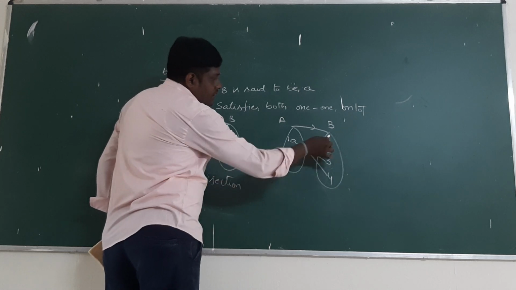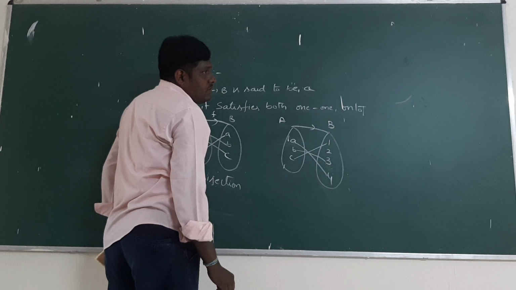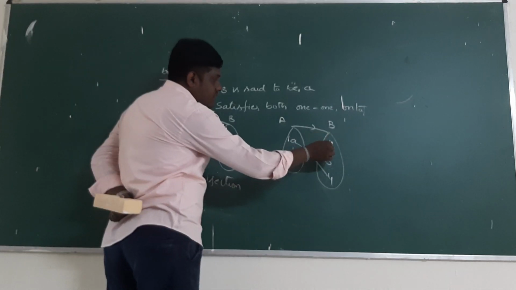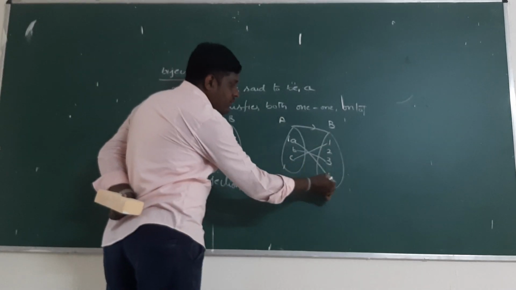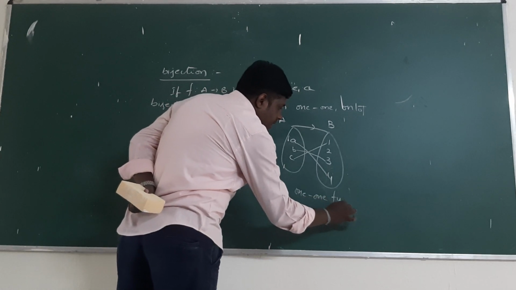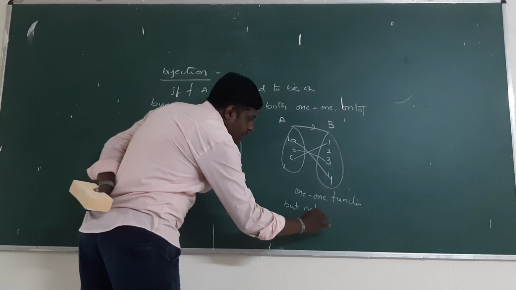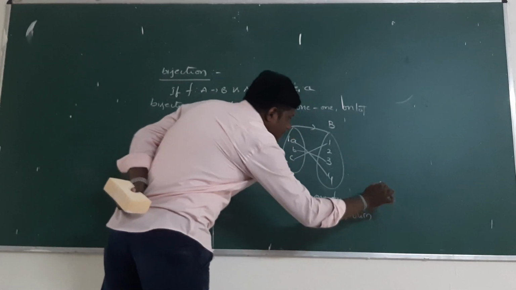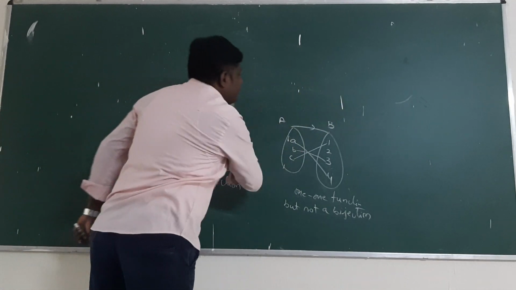Because the range is not equal to the codomain. What is the range of this function? 1, 3, 4. Codomain is nothing but 1, 2, 3, 4. So it is only a one-one function, but it is not a bijection. Is it clear now?